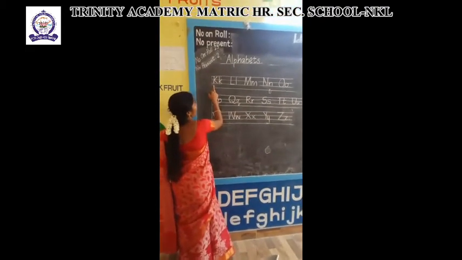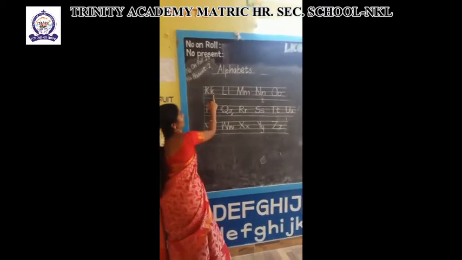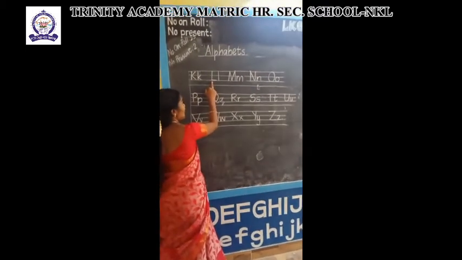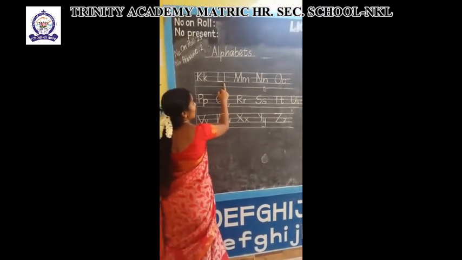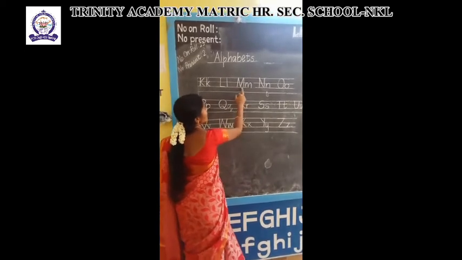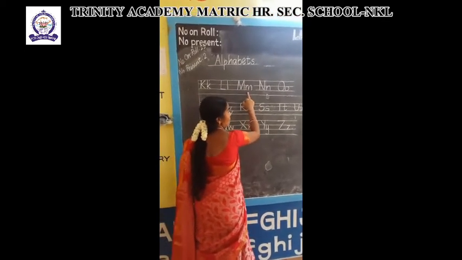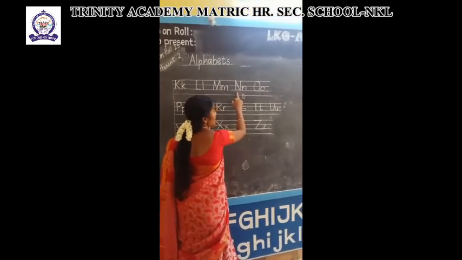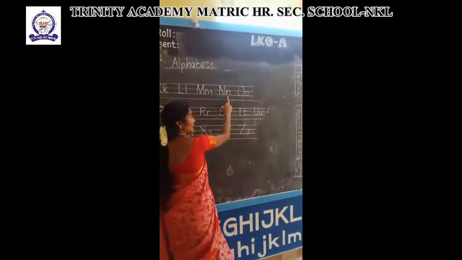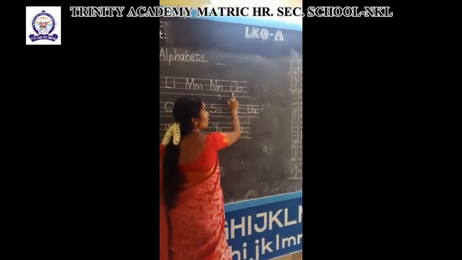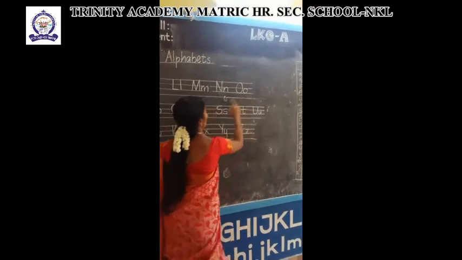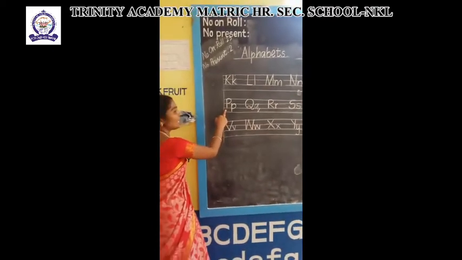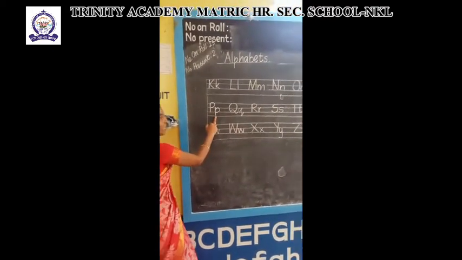Capital letter K, small letter K. Capital letter L, small letter L. Capital letter M, small letter M. Capital letter N, small letter N. Capital letter O, small letter O. Capital letter P, small letter P.